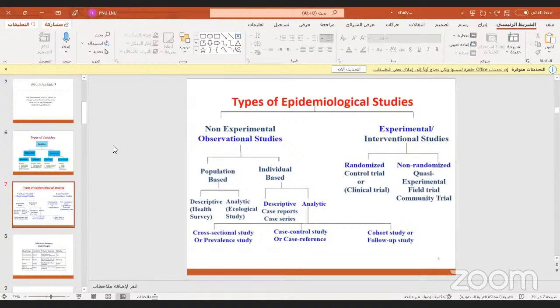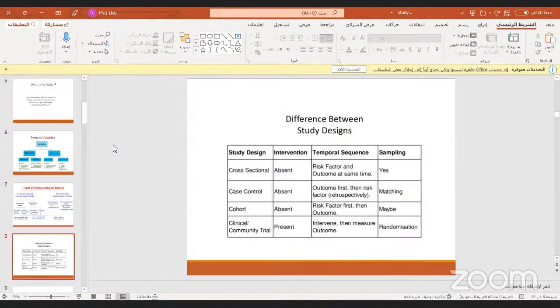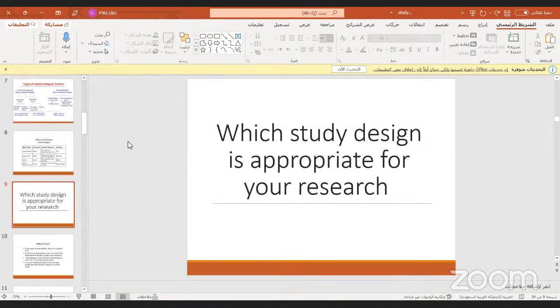This is an illustration of the different study designs. It was already covered previously, last week. This table shows some differences, with the main difference between one study design and the other being intervention. If intervention is present, it's a clinical trial, it is experimental. If not, it's observational, with the different types: cross-sectional, case control, and cohort, and further differences you can see in this table.